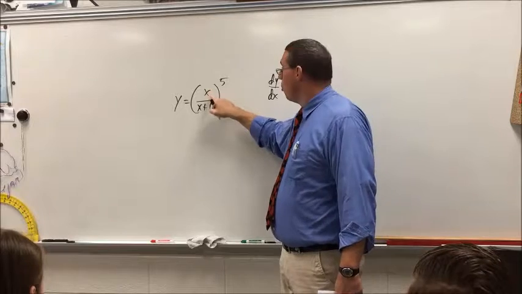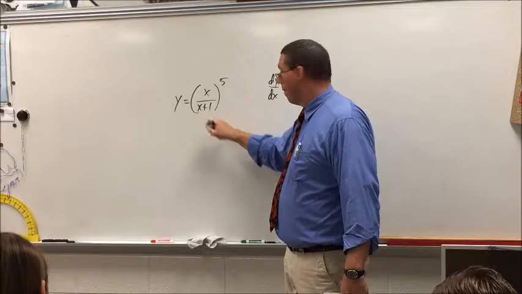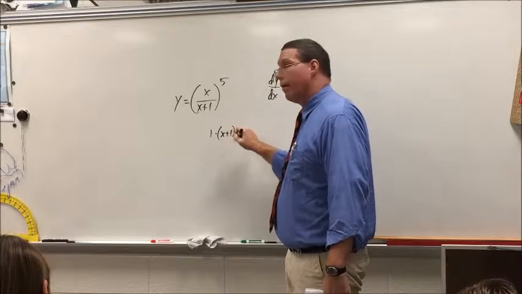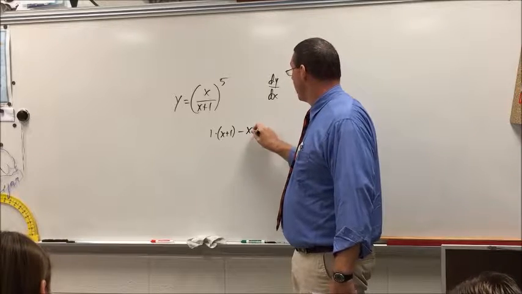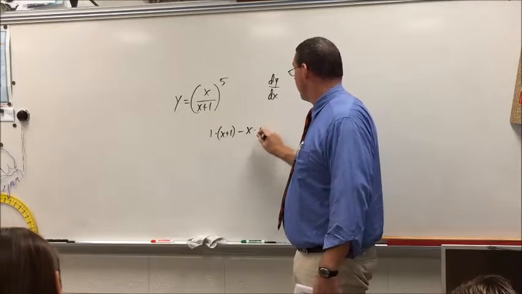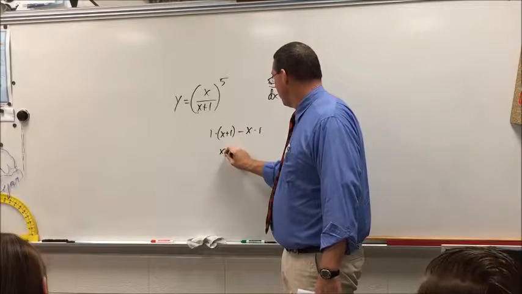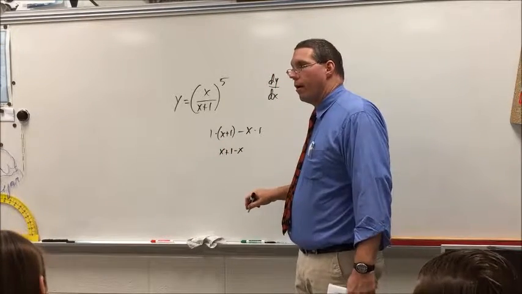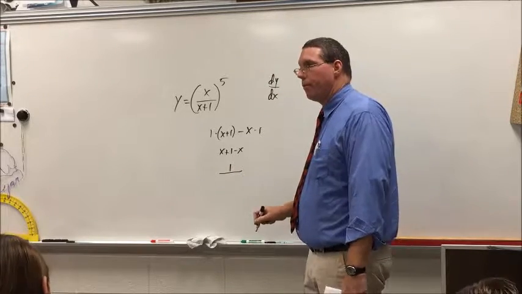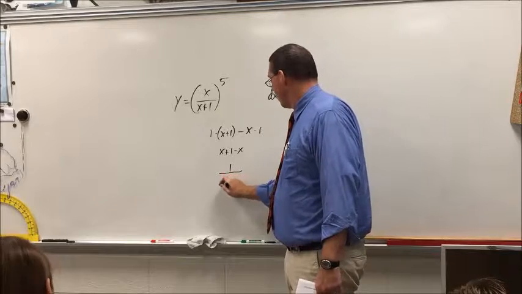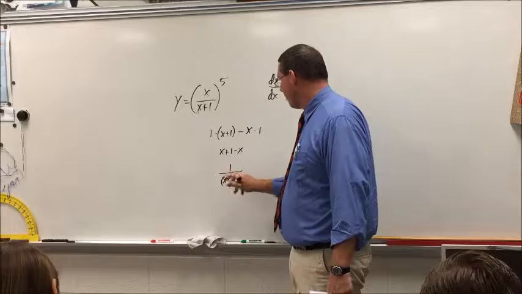Just 1. So 1 times x plus 1, the bottom, x plus 1, minus x times 1. There we go. So this is really just x plus 1 minus x, so it's 1. Okay, so the numerator is 1 over x plus 1 squared. So that's the derivative of the inside.